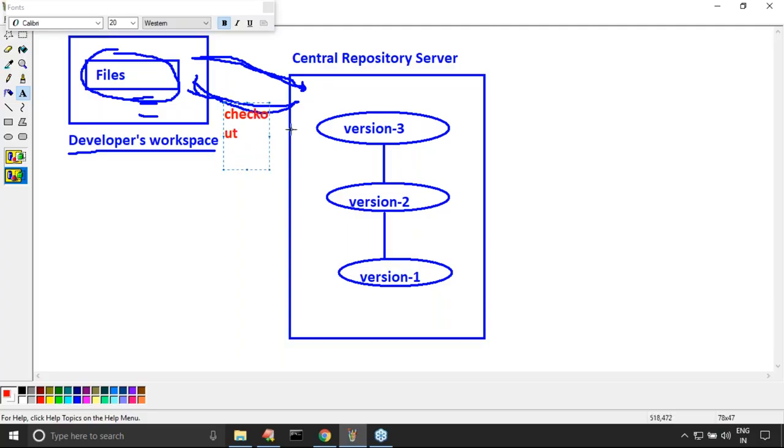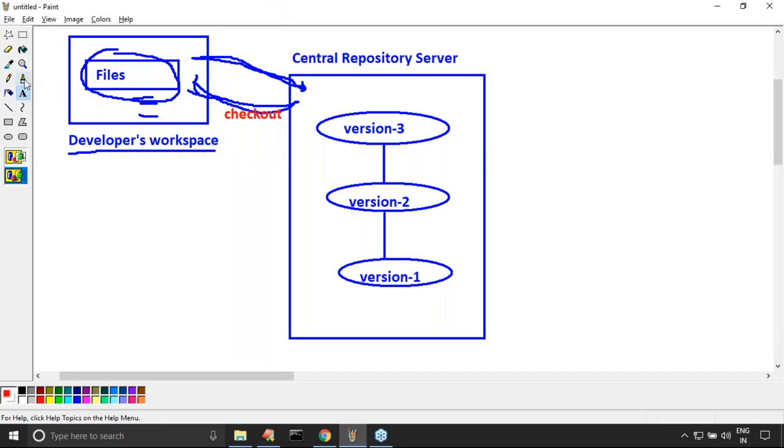Check out. Have you observed? This process is by default considered checkout. Now, once the developer completes his work, he has to send these files to the central repository for versioning, for tracking sake.